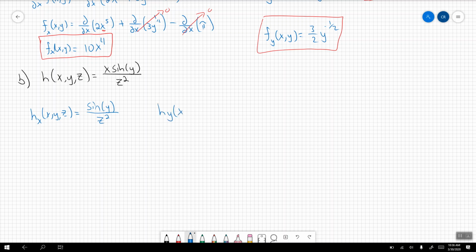Derivative with respect to y. So let's go with that derivative with respect to y. So again, treating everything else as a constant. Treat the x's as a constant, treat the z's as a constant. You're only taking the derivative for sine of y. The derivative for sine of y is cosine, which means cosine of y is going to multiply the remaining constants. There we are.